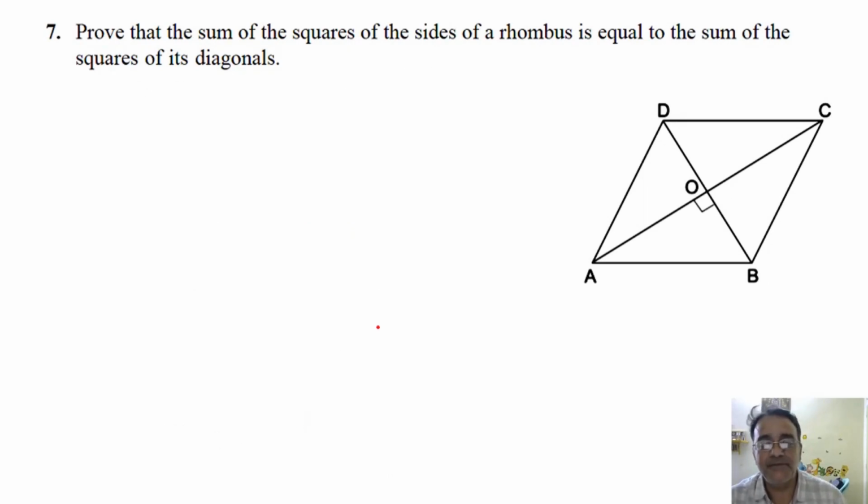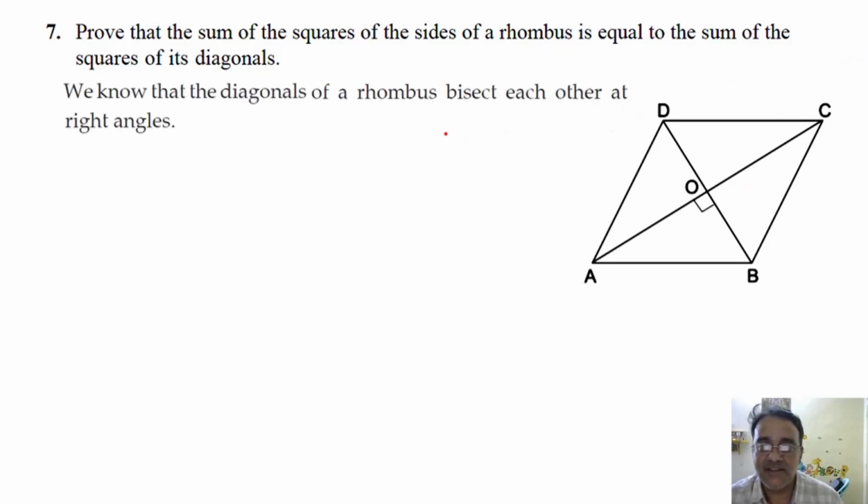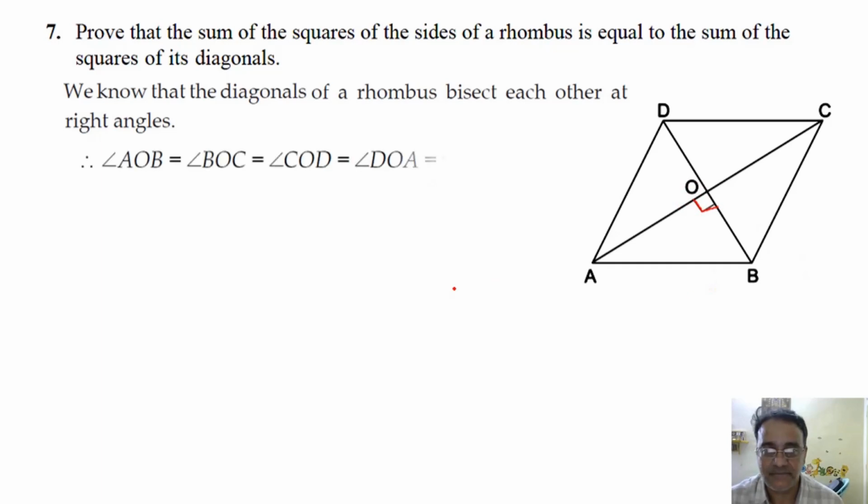Prove that the sum of the squares of the sides of a rhombus is equal to the sum of the squares of its diagonals. And what is the property of diagonals of a rhombus? Diagonals bisect each other at 90 degrees. Very good. So this angle is 90 degrees. Angle AOB is equal to angle BOC is equal to angle COD is equal to angle DOA is equal to 90 degrees.